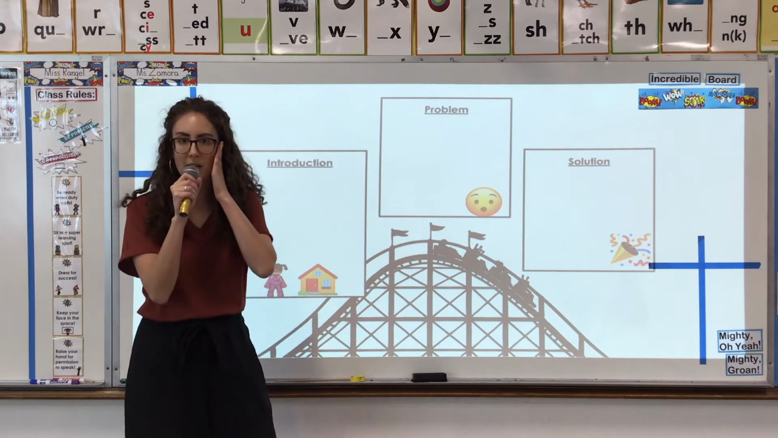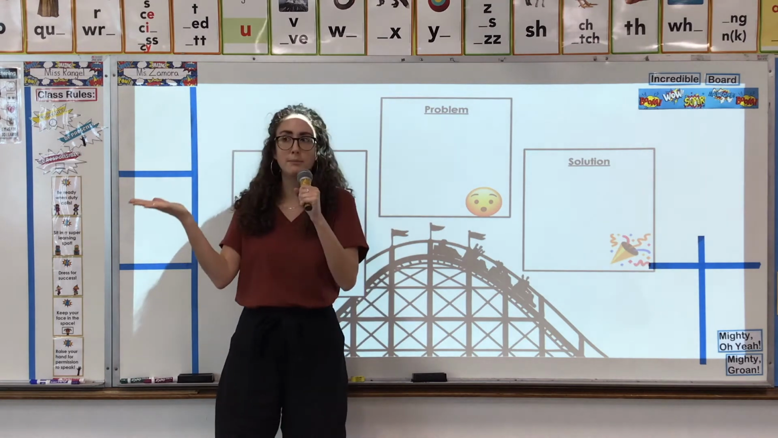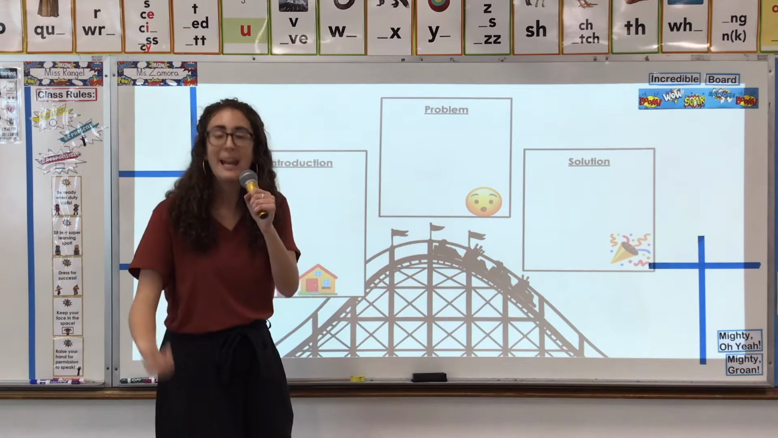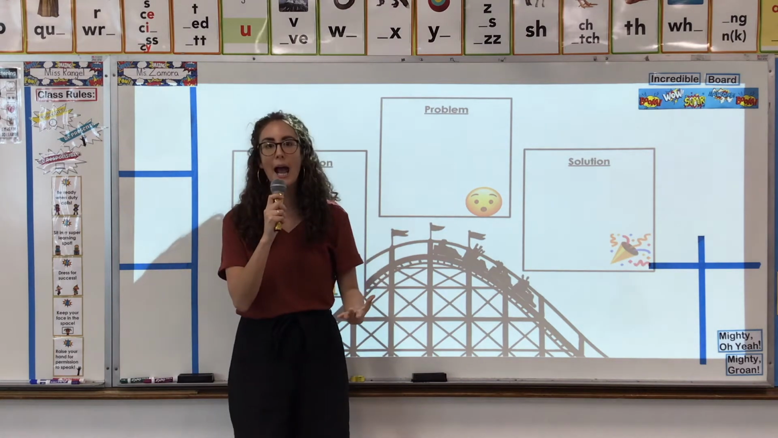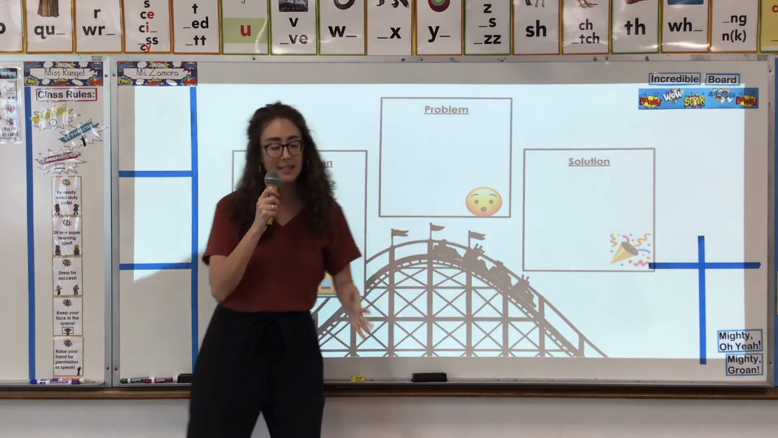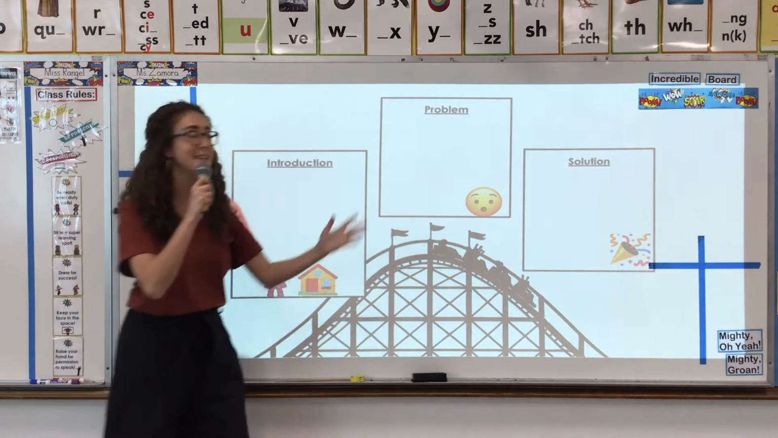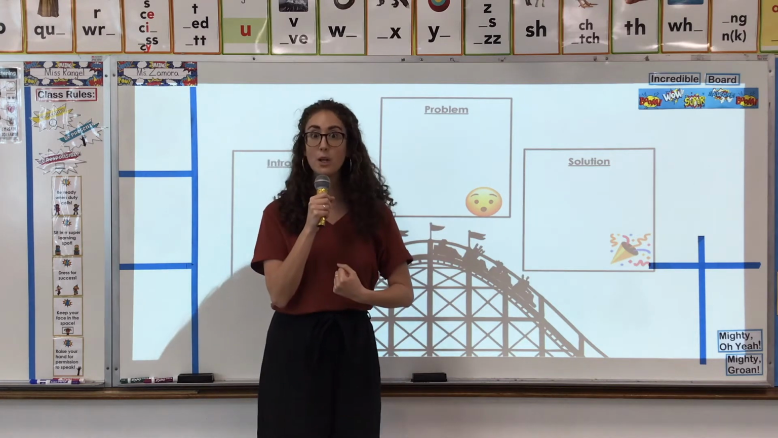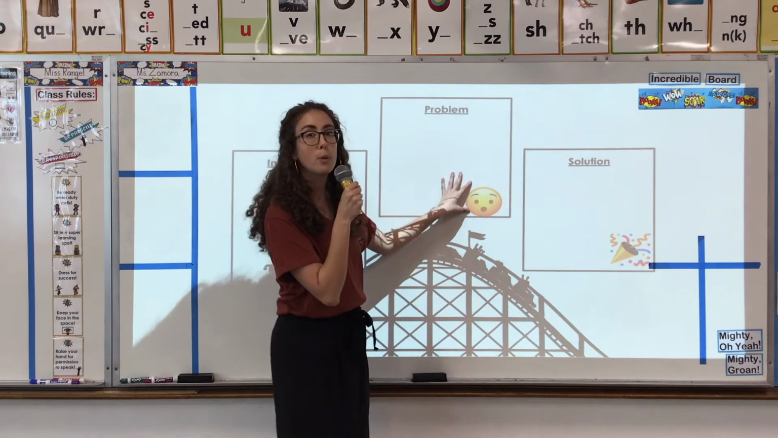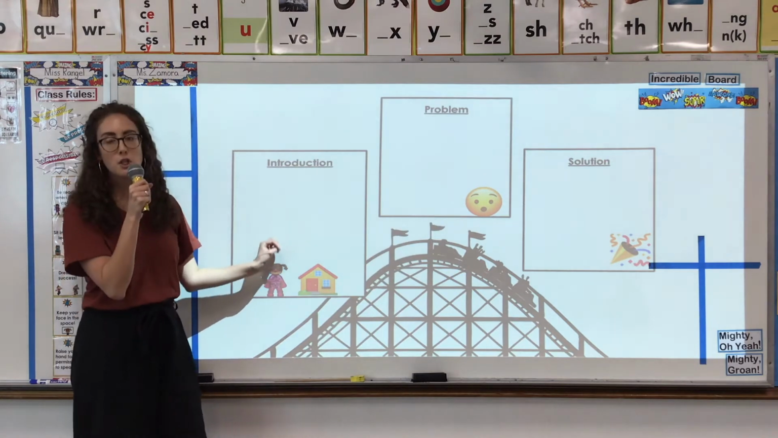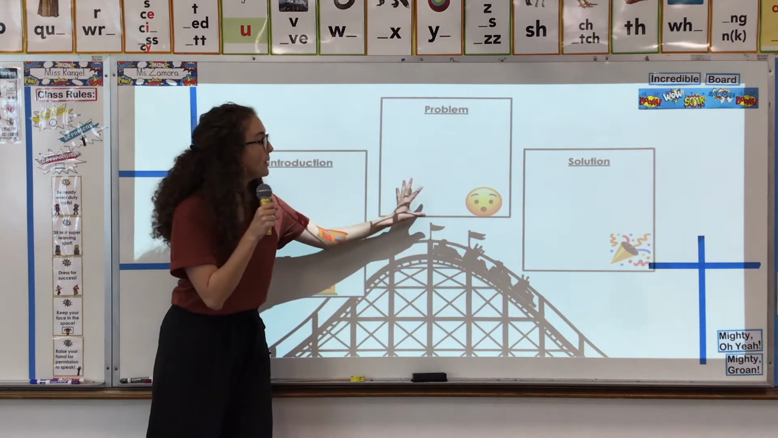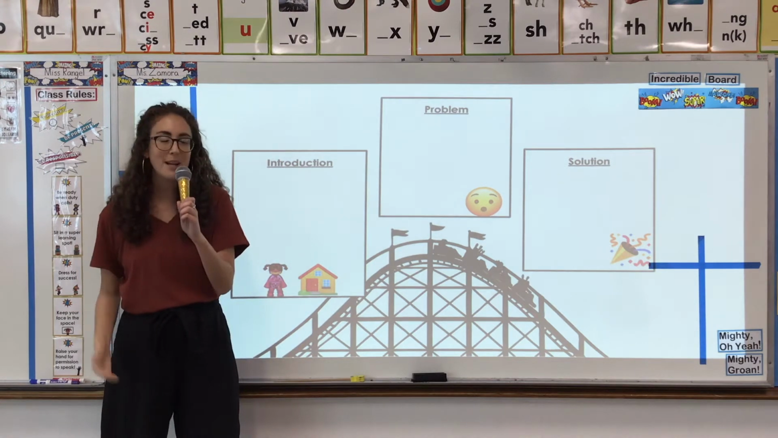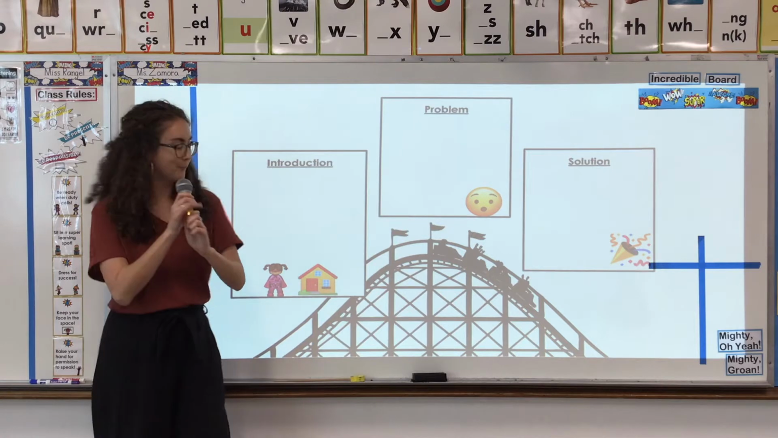So we've got our introduction, and then as we get up our roller coaster, we reach the problem. What's the problem in a story? It's the problem that happens to the character, a challenge, a difficulty, an event that this main character has to face. That's the problem. And what we're really going to work on today is make sure our problem connects to our main character. The problem and our main character are going to relate to one another, and we're going to focus on how to make that happen today.